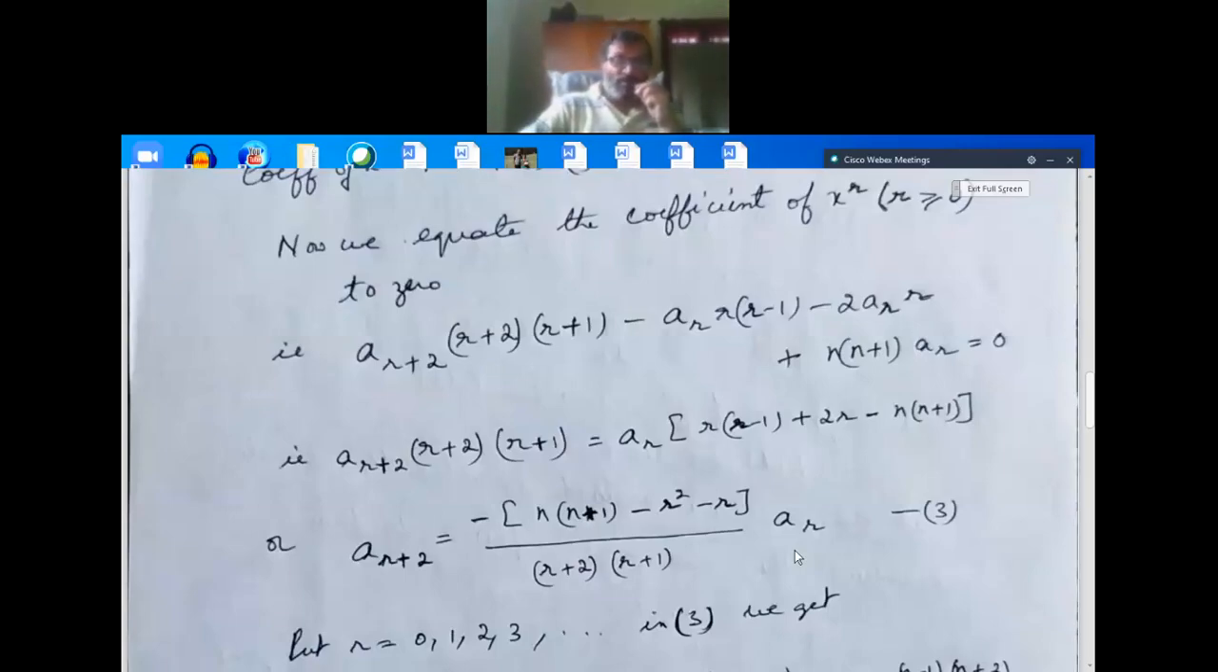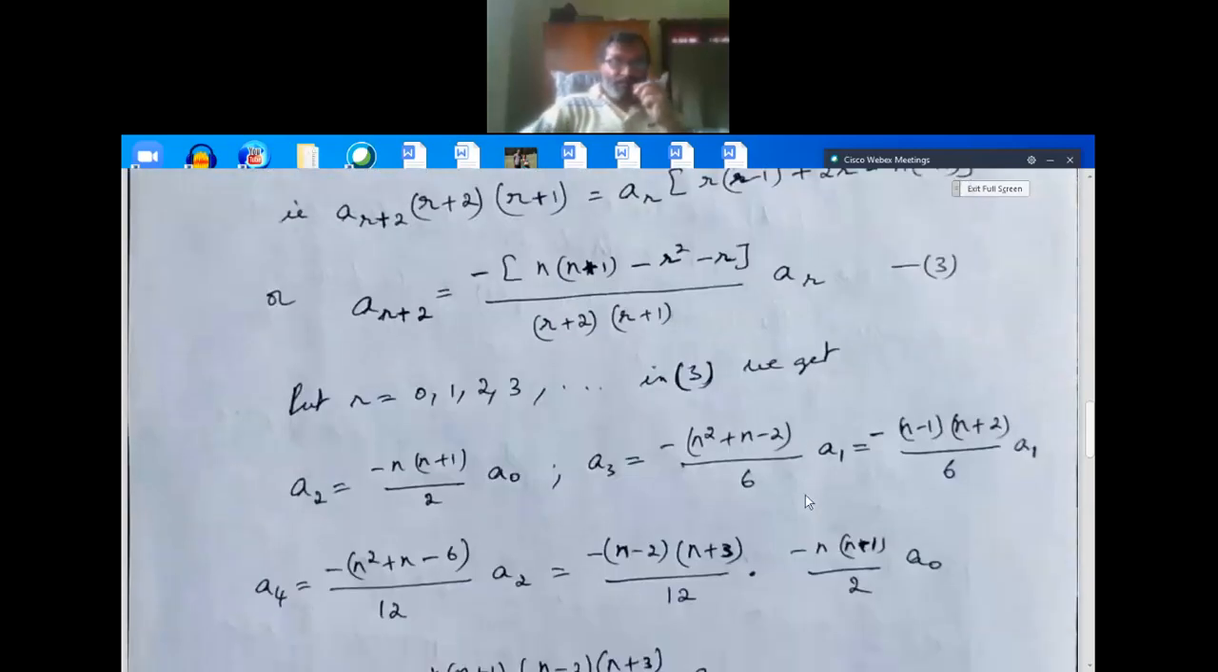It's a sure question because it's also one of the model question paper problems. So a r plus 2 is equal to minus of n into n plus 1 from here, this will be r squared, then minus r plus 2 plus r. But when the minus sign is removed, it will be n into n plus 1 minus r squared minus r, divided by r plus 2 into r plus 1, into a r. We got this from here. This is important for us. This is taken as equation 3.